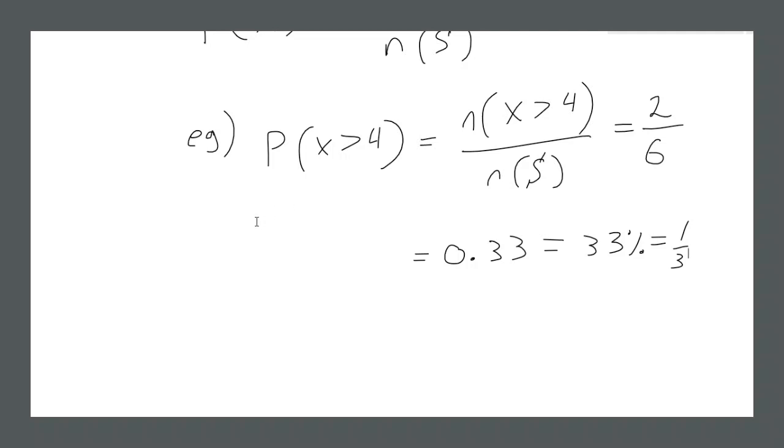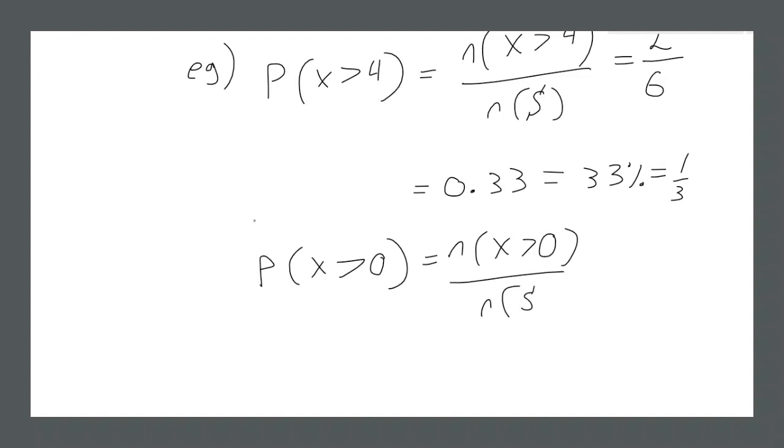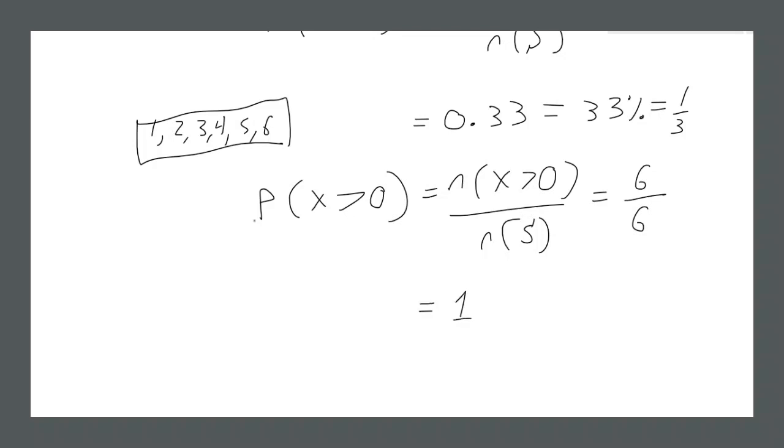Now, let's look at some special cases, okay? What's the probability that X is greater than 0? Okay, well, that's the number of outcomes where X, our roll, is greater than 0, divided by the total number of possible outcomes. Well, all of the rolls are greater than 0, right? The numbers go from 1 to 6, right? Again, the outcomes on a six-sided dice are the numbers from 1 to 6. They're all greater than 0. So 6 of the outcomes are greater than 0, and there's 6 outcomes in total, which gives us 1.